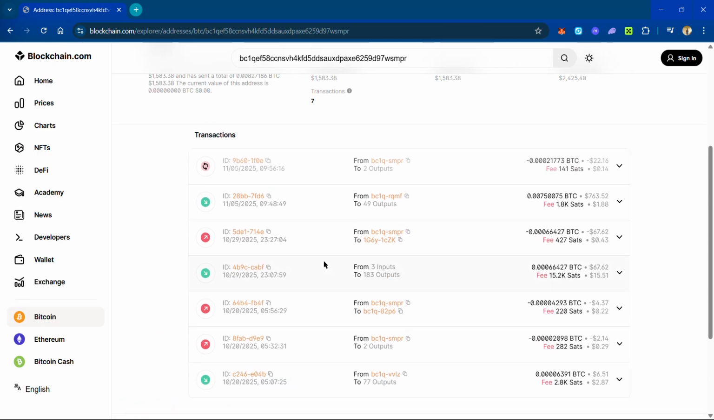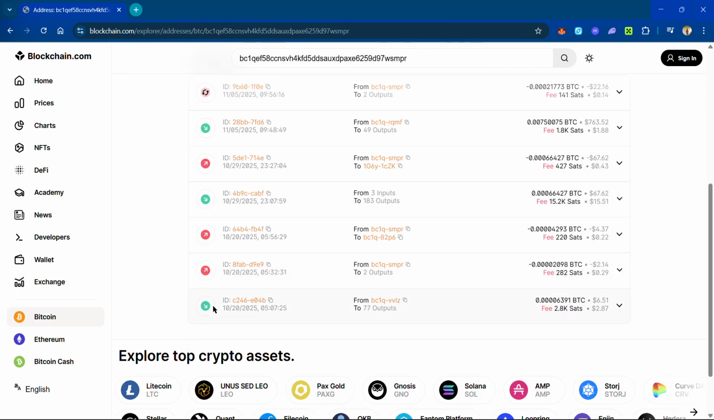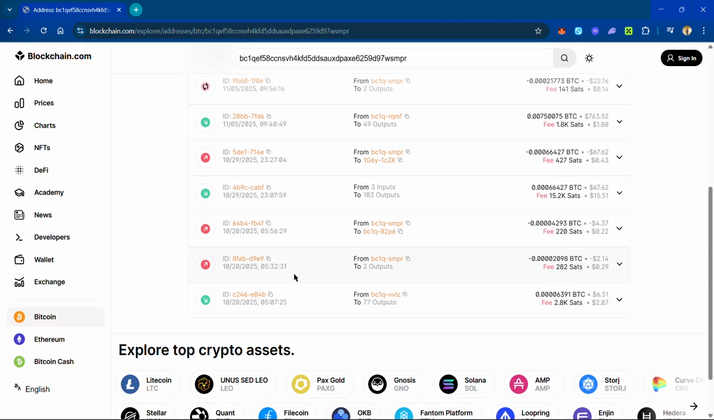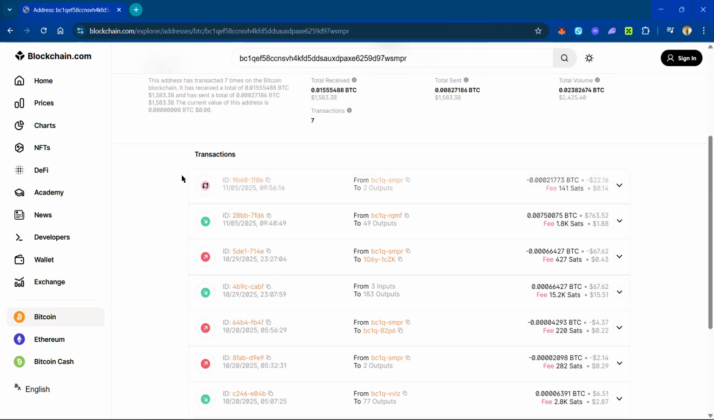As you can see, the person received. The green is for receiving, the red is for sending. So the person received $6 worth of Bitcoin on the 20th of October. And the person has been transacting. Now you can see this pending outgoing transaction, when the person has sent Bitcoin, but then the Bitcoin has not been confirmed.